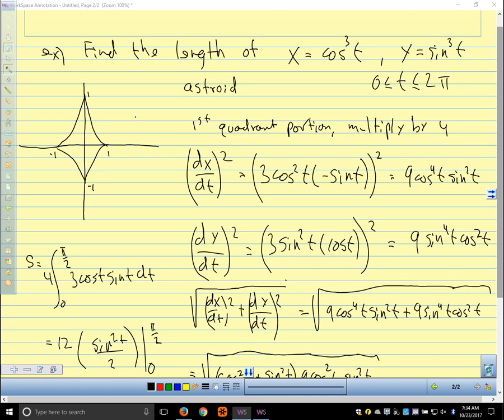All right. So often the integrals that you're going to evaluate require some manipulation for them to be doable.